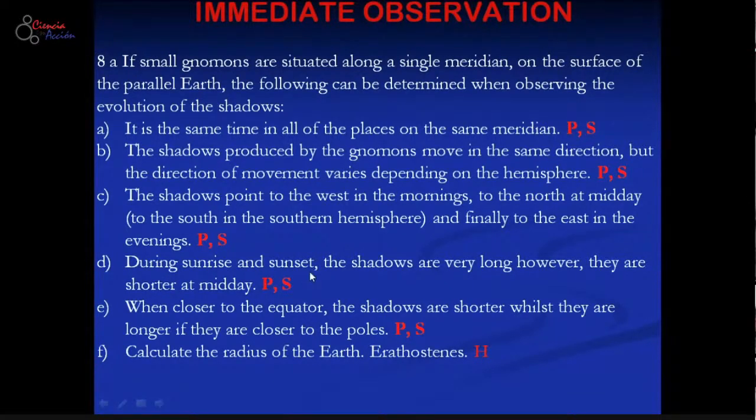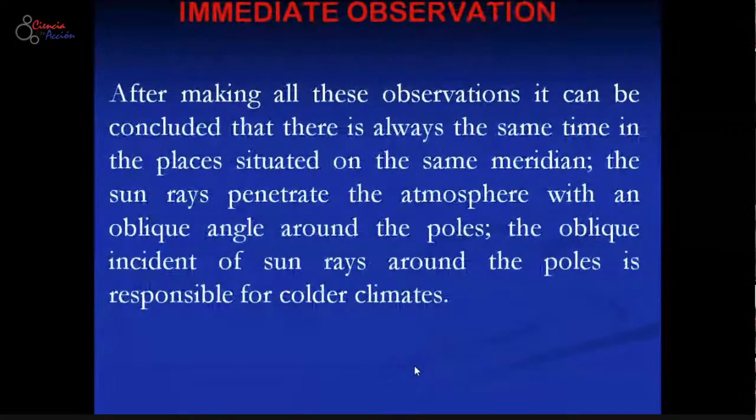We also have observed that during sunrise and sunset, the shadows are very long, however, they are shorter at midday. When closer to the equator, the shadows are shorter, whilst they are longer closer to the poles. And finally, we have been able to calculate the radius of the Earth through Eratosthenes' calculations.